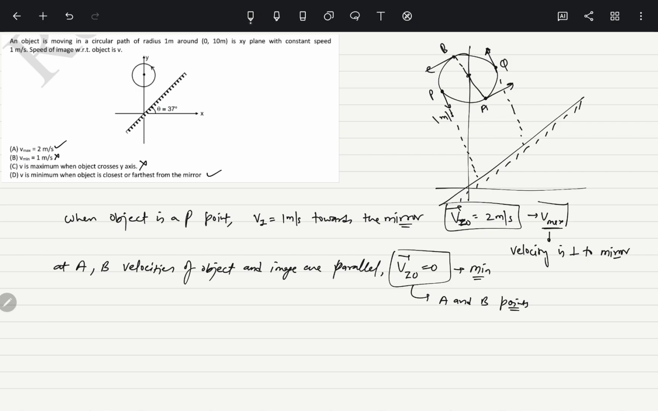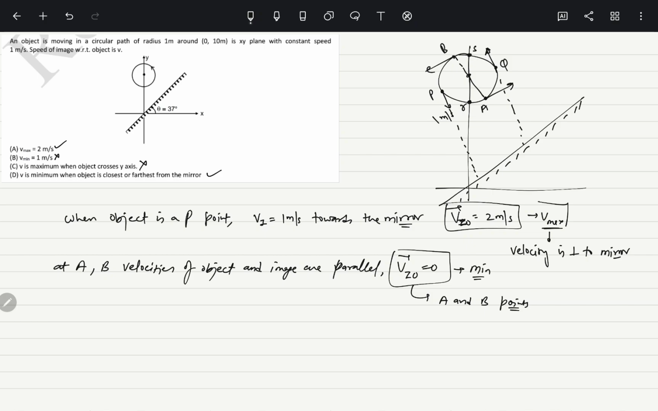Here, the C option is saying that V is maximum when the object crosses the y-axis. So at the y-axis, the velocity will not be maximum. But if you want to calculate, you can calculate. This is extra now. The question is solved, but let's calculate the velocities at these points also. So let's take this point as R. I'm focusing on this point, you can try with the S point.